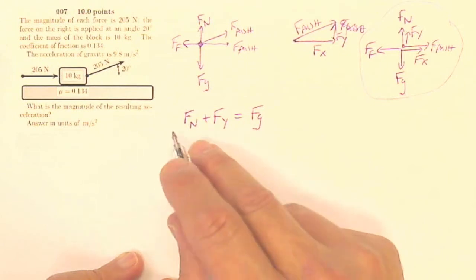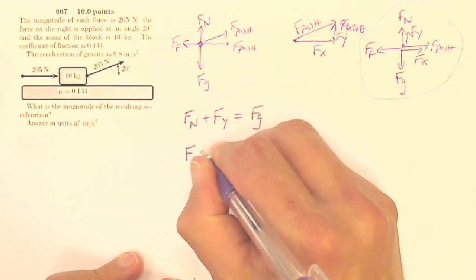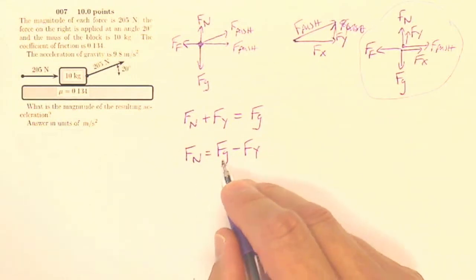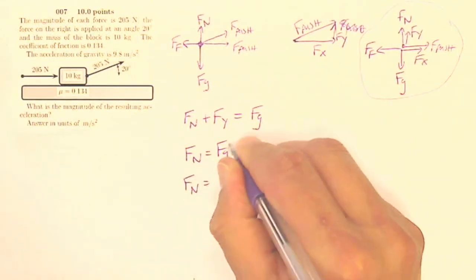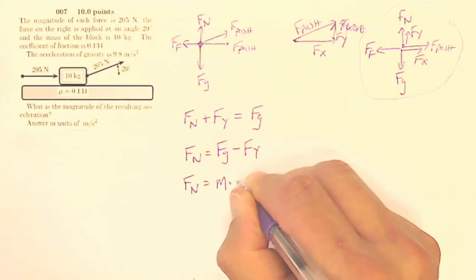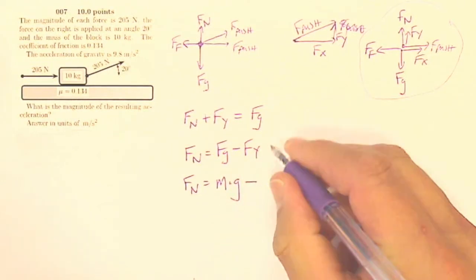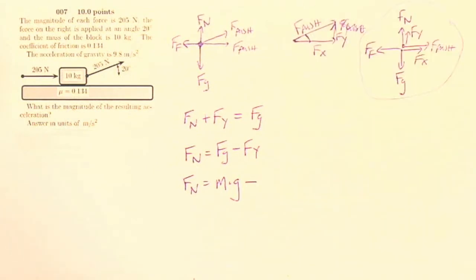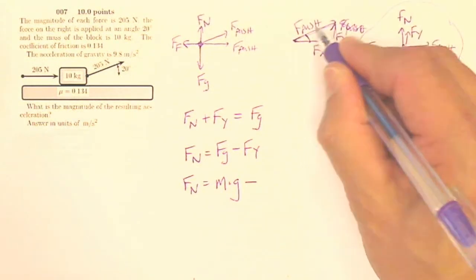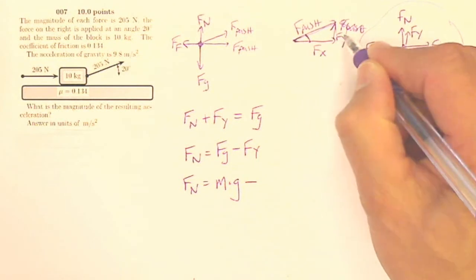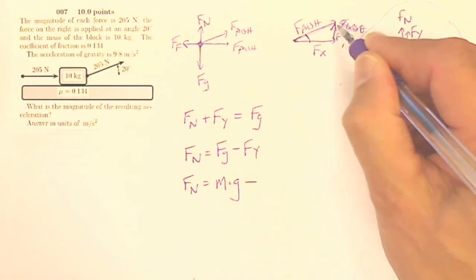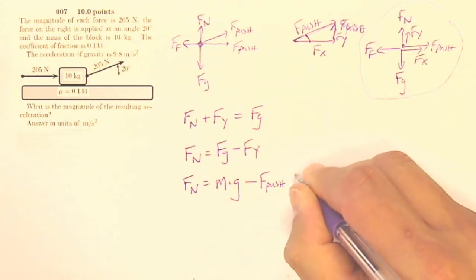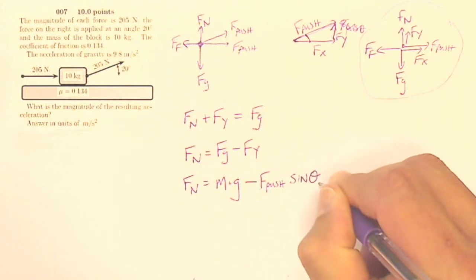Or I can rearrange this to solve for the normal force. So my normal force is going to be my gravity minus my y. Well, my gravity is going to be mg. So my normal force is going to be, my force of gravity is the mass times the acceleration of gravity minus my y force. What's my y force? How do I get this if I know this angle and the push force? Well, I know that my push force times the sine of theta, because this is opposite, will give me the y component. So that is going to be F push times the sine of theta.